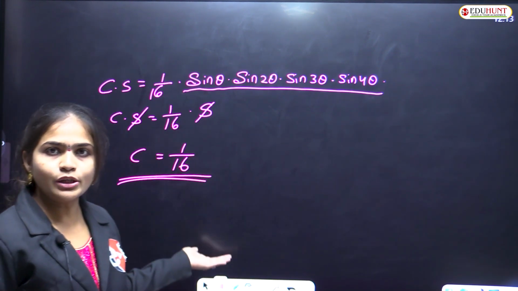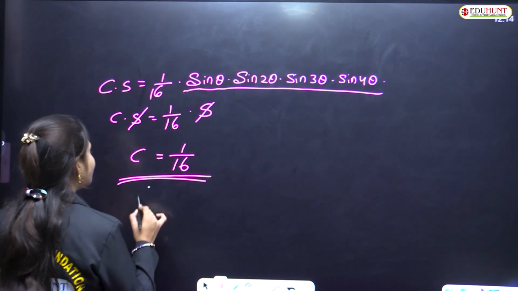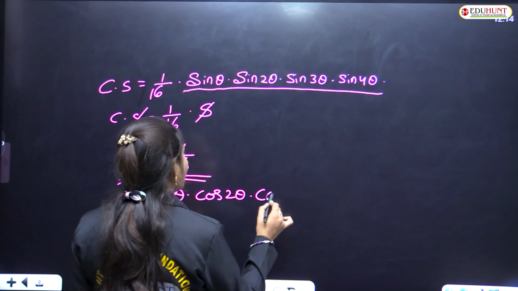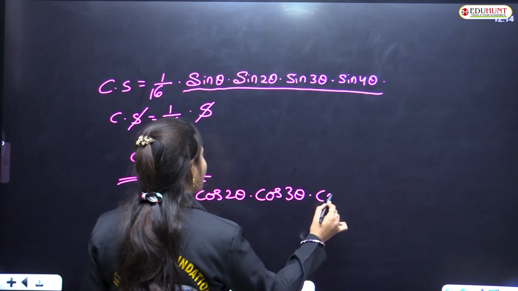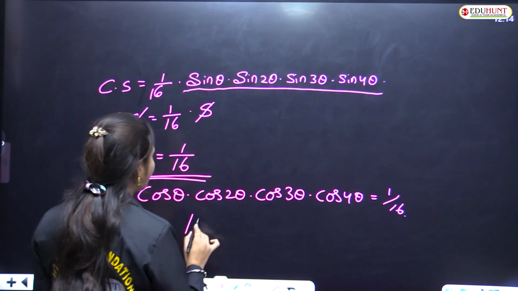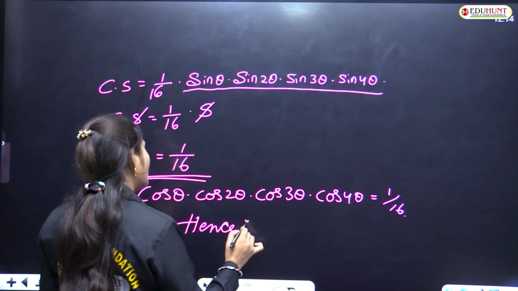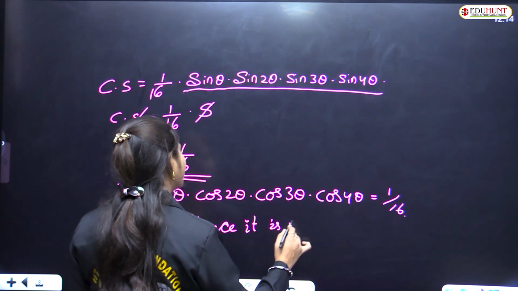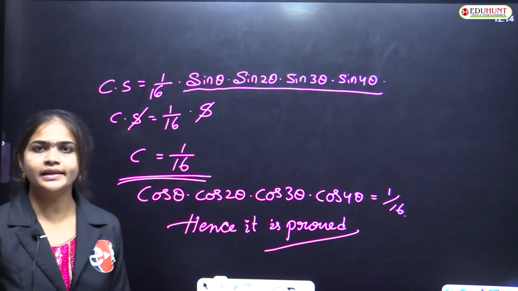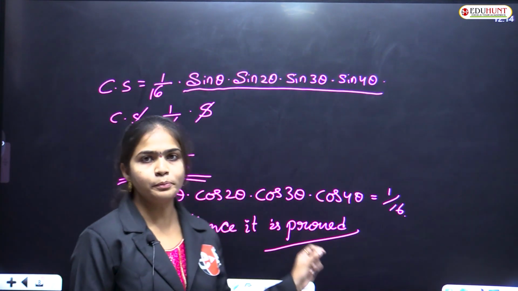So here c is equal to what? C is equal to what we took: cos theta, cos 2 theta, cos 3 theta, cos 4 theta is equal to 1 by 16. This one only we need to prove, no? So hence it is proved. Completed. So this is the proof.